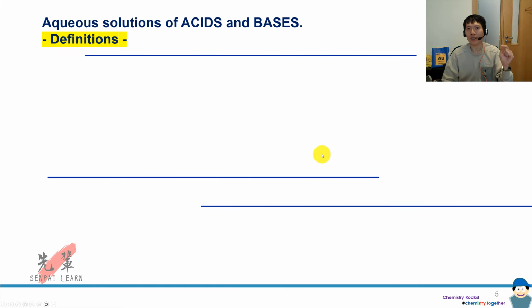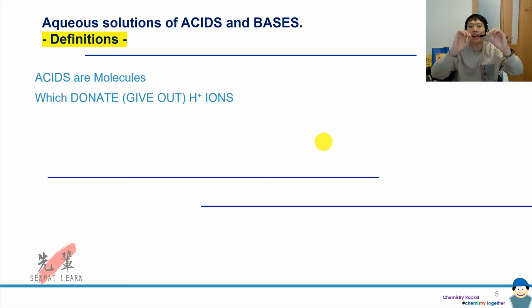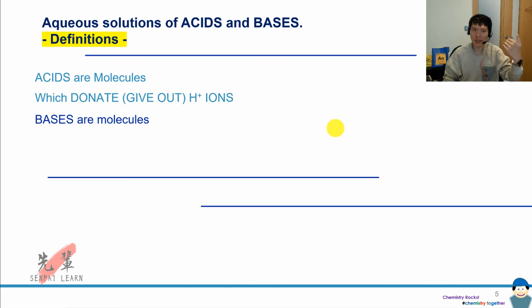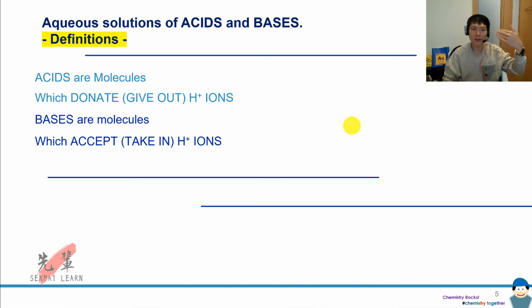So first up is always definitions. We do it the lexicon semantics. Acids are molecules which donate H plus ions, give out H plus ions, okay? And bases are the opposite. They are molecules that accept H plus ions, they take in H plus ions, okay? Oops, Freudian slip, not electrons, but H plus ions.